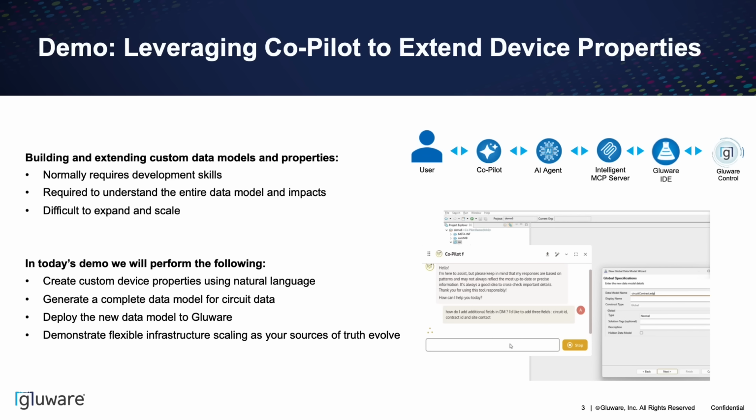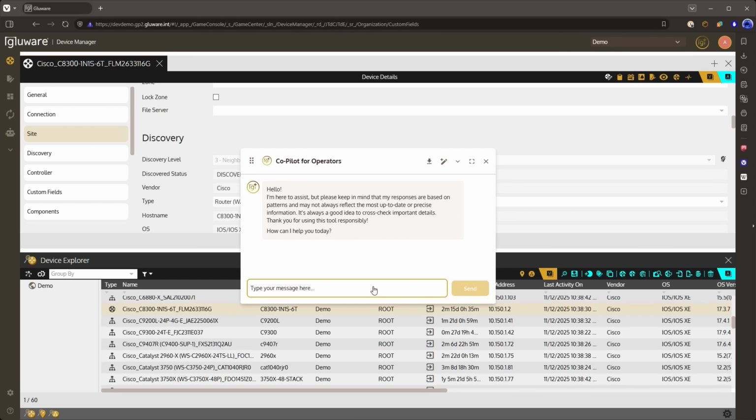Let's dive in. As your sources of truth evolve, whether it's Netbox adding new circuit fields or ServiceNow introducing additional service details, Gluware scales right alongside them. Let's demonstrate this by looking at a device in Gluware. We can see the standard properties, but notice there's no circuit information. We need to enrich this with extended device properties for circuit ID, contract ID, and site contact information.